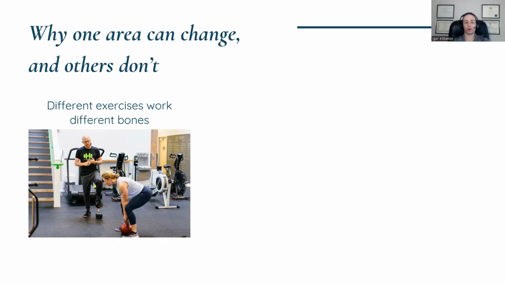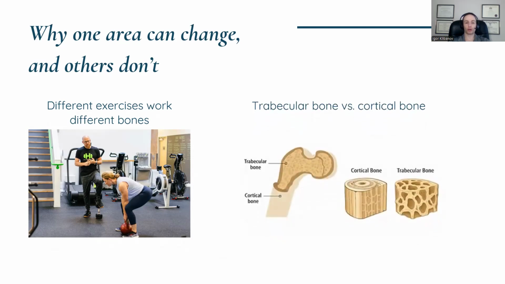Also, within bone, there are two categories. There's something called trabecular bone and something called cortical bone. Trabecular bone is the spongy part of the bone on the inside. The cortical bone is the outer shell of the bone. Not every bone has an equal ratio of cortical to trabecular bone. Some bones have more cortical and less trabecular, and the other way around. Bones that have more cortical bone improve slower than bones that have more trabecular bone. And that's why you'll often see the femoral neck is very, very stubborn. It has a high amount of cortical bone and a lower amount of trabecular bone.